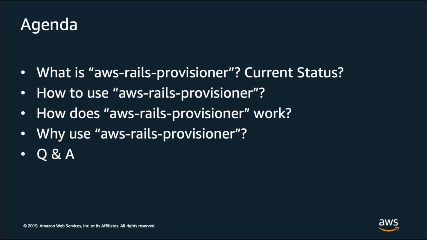Before we dive into each topic, I'd like to quickly overview the agenda for today. First, we will start with what is this tool called AWS Rails-provisioner, and I would love to share its current status with you as well. Then we will talk about how to use this tool, how this tool works under the hood for you, so that you can understand better when you are actually using the tool. Then we will talk about why you might be considering using this tool, and we'll be ending with Q&A sections.